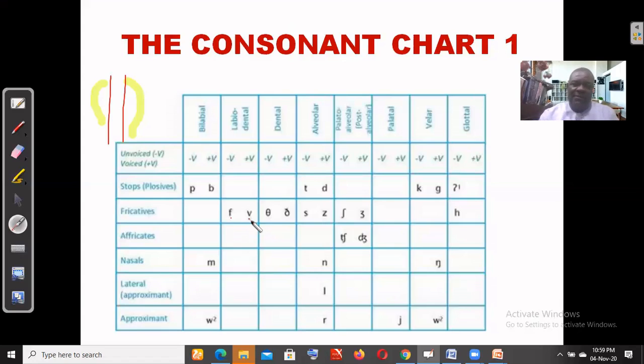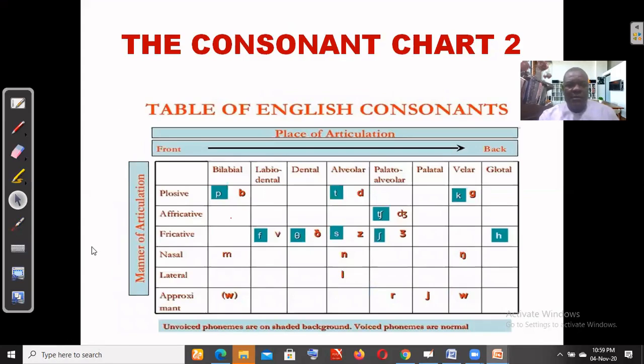And so we have other sounds that are mentioned here, but we shall be quickly going to the next charts so that we will be able to look at them further. And so let's go to our next charts. Now here, this is the consonant chart, which I labeled number 2. You can see it quite clearly here. Manner of articulation.